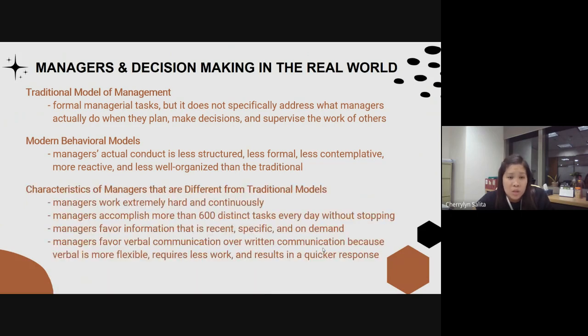So, according to the researchers also, ito daw yung mga characteristics of managers that are different from traditional models. So, managers work extremely hard and continuously. Managers accomplish more than 600 distinct tasks every day without stopping. Managers favor information that is recent, specific, and on demand. Managers favor verbal communication over written communication because verbal is more flexible, requires less work, and results in a quicker response. This is true, no?